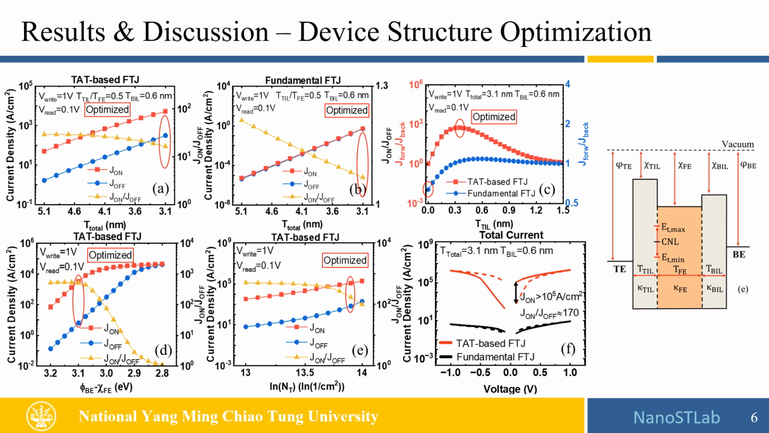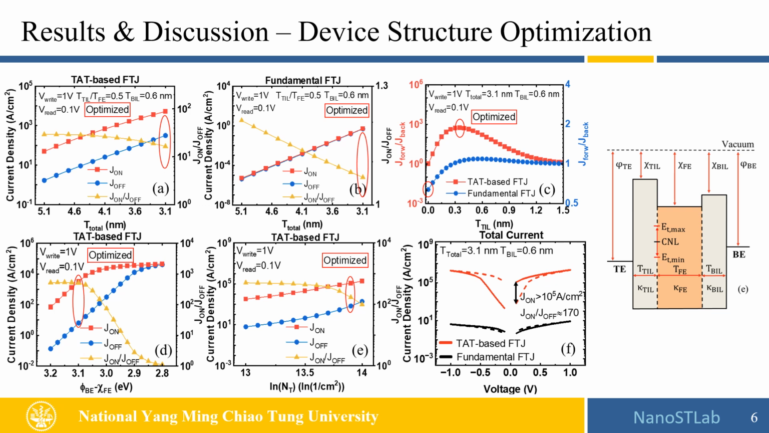You can see that the performance of the TAT-based FTJ reaches a J on higher than 10 to the power 5 A over cm squared, and the on/off ratio, which is J on over J off, is approximately 170. And this is a really remarkable performance achievement in ferroelectric tunnel junctions.